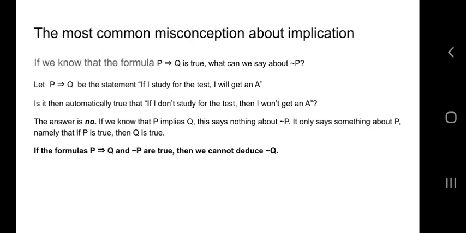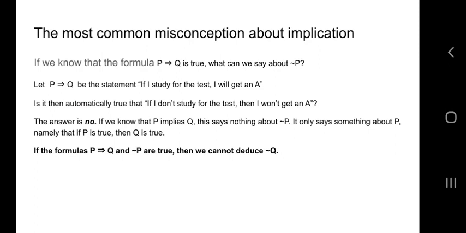Let P implies Q be the statement, if I study for the test, I will get an A. Is it then automatically true that if I don't study for the test, then I won't get an A? Well, no, the answer is no. If we know that P implies Q, this says nothing about not P. It only says something about P.